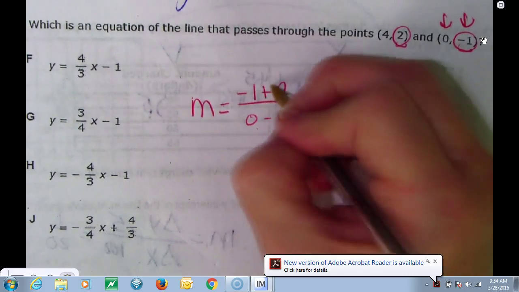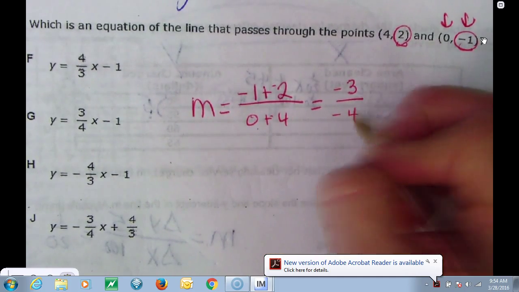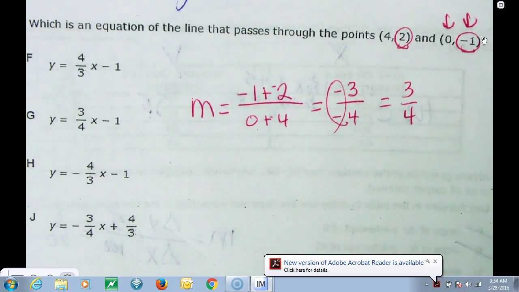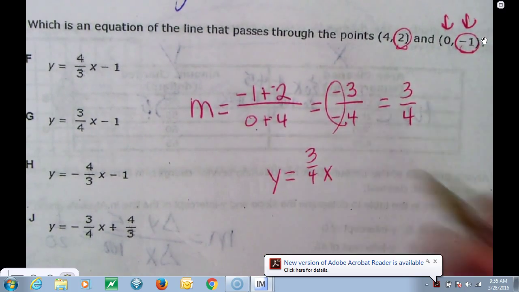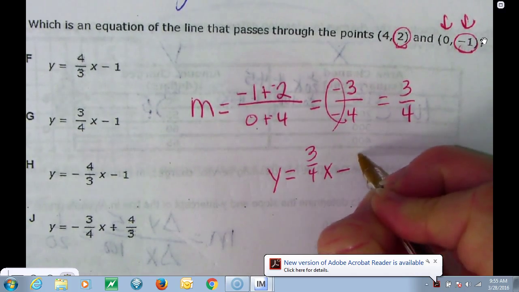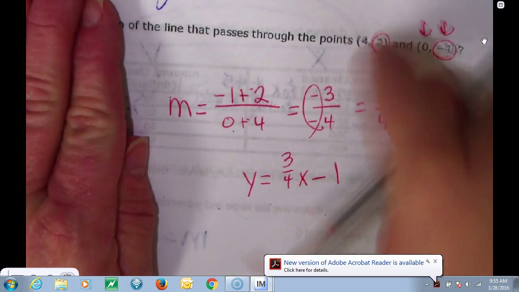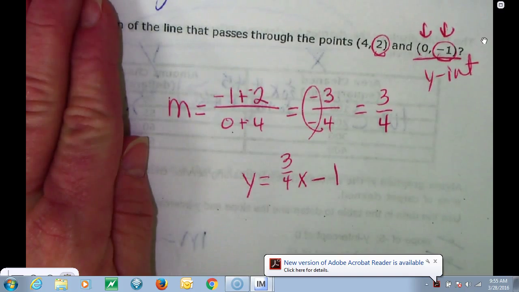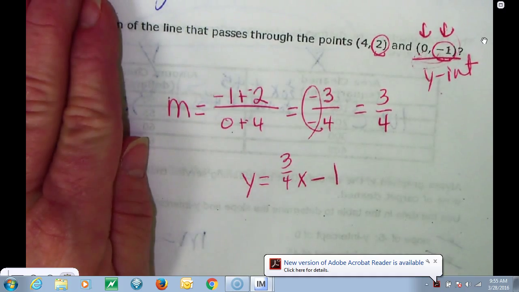So I'm going to keep change. -3 over -4. But that's going to be 3/4, because the 2 negatives cancel each other out. So I know my equation is going to be y equals 3/4 x minus 1. How did I know it was -1? Because this right here is my y-intercept. Everybody write that down. When it's got 0 and a number, that gives you the y-intercept.